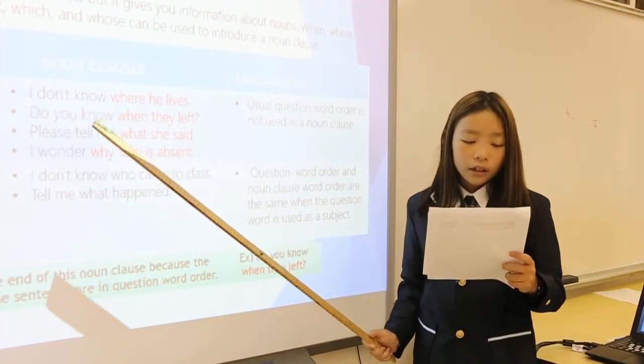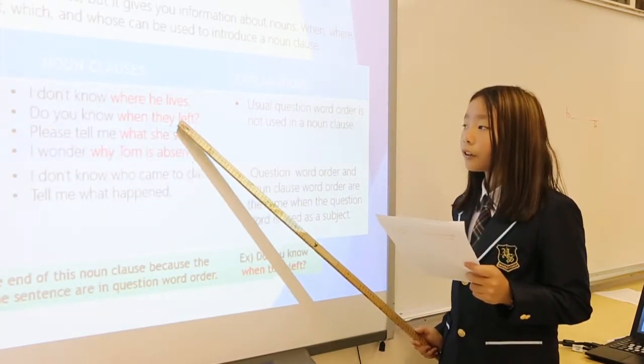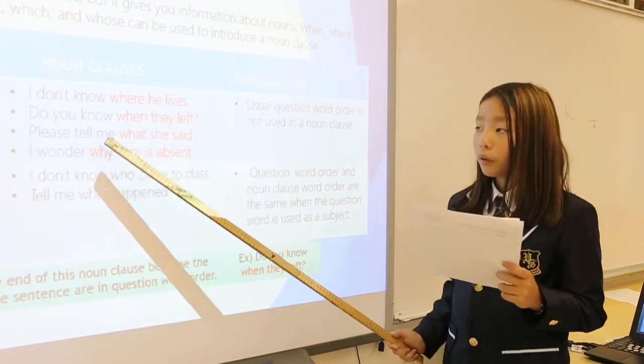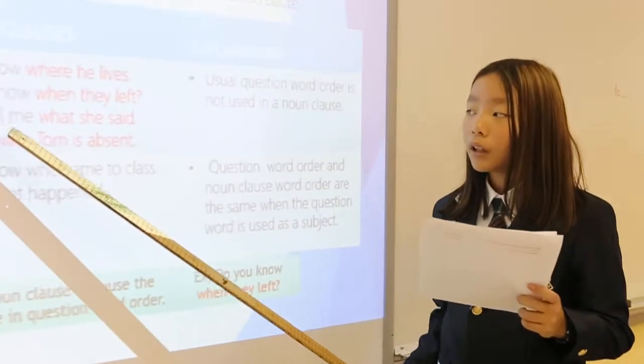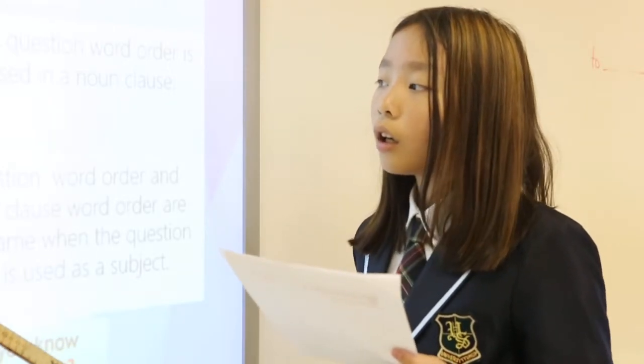Another example is when did they leave? Do you know when they left? When they left is the noun clause. For another example, what did she say? Please tell me what she said. What she said is the noun clause in this case. And the final example is why is Tom absent? I wonder why Tom is absent. Why Tom is absent is the noun clause in this sentence.